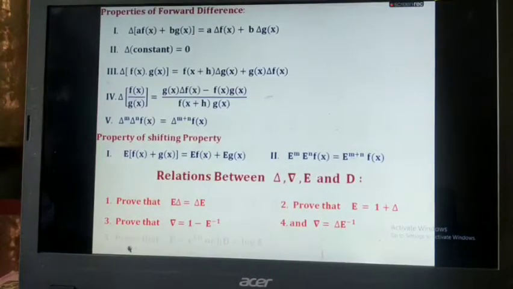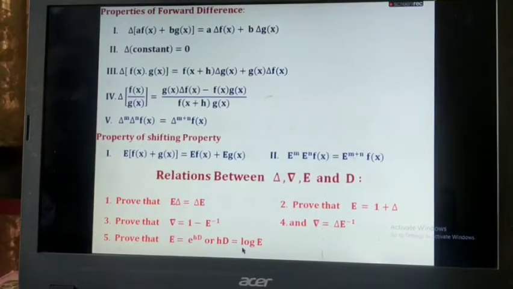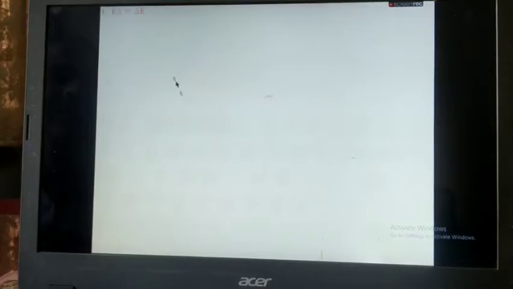And the fifth one, prove that E = e^(hD), or hD = log E to the base e, where D is the d/dx differentiation. Now to prove the first result, E·Δ = Δ·E.